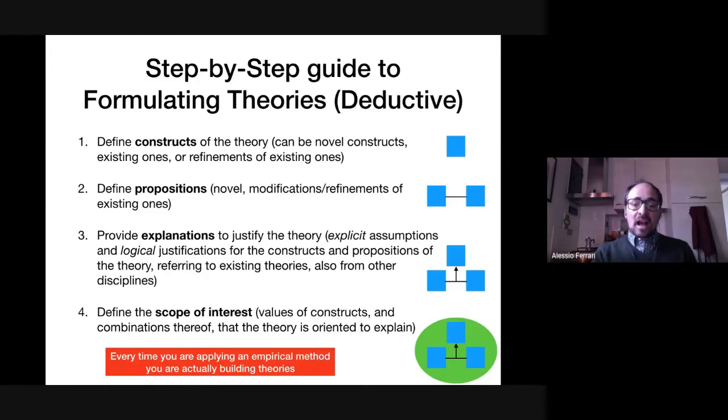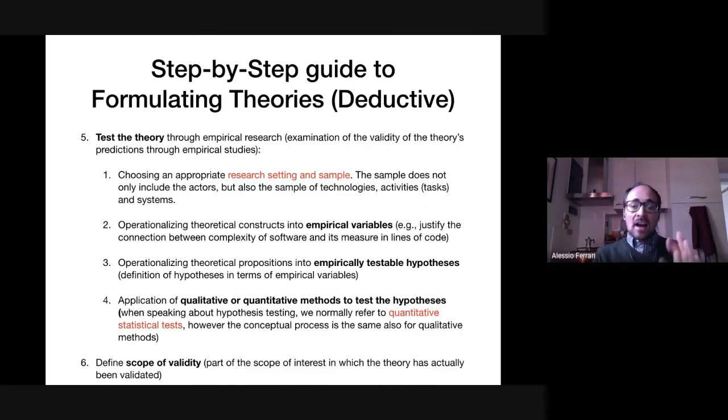Remember that every time you apply an empirical method, you are actually building theory. So your goal is always to build a theory with different flavors, descriptive, explanatory, predictive, but still you're building theory. After I've built this theory, I need to test it, otherwise there's no empiricism. I have to evaluate how valid this theory is, and the steps are these.